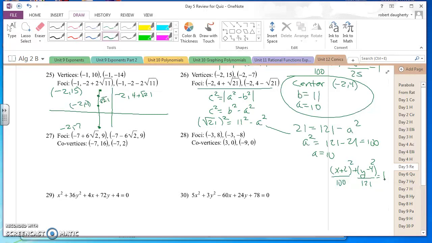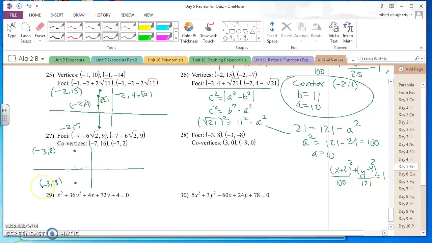Let's look at number 28. Here they give me two foci and co-vertices. So let's just draw what we have. The foci are at (−3, 8) and (−3, −8). Those are my foci.